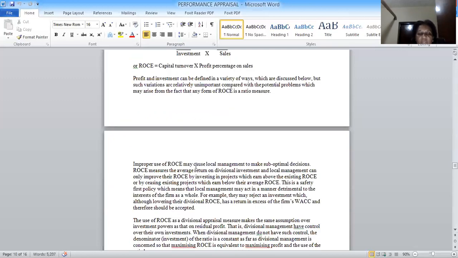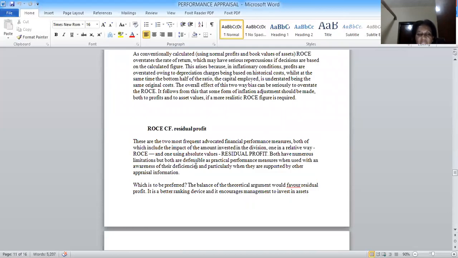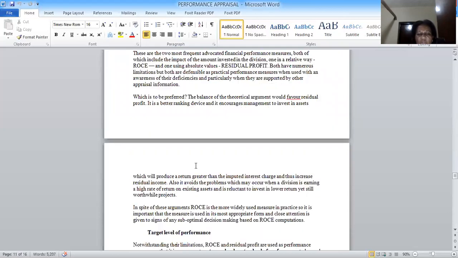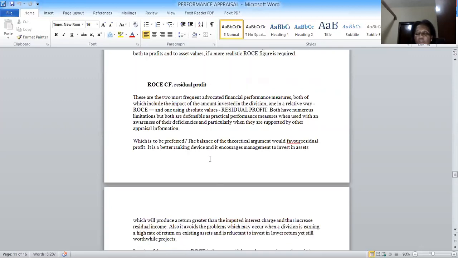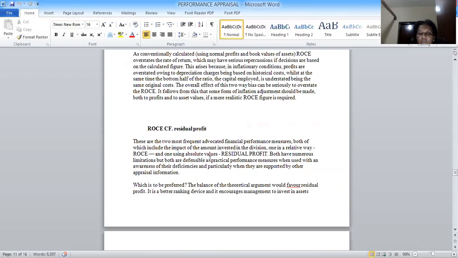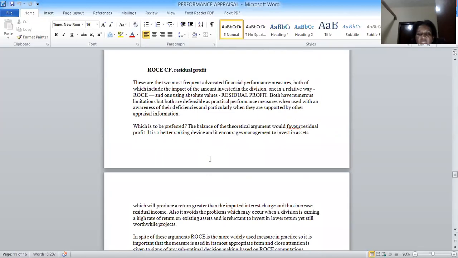And return on capital employed, we understand it. So these are basically the two major performance measures that companies have been using, and they have their own problems and issues, because it's not perfect. One will even say that one measure cannot be enough for measuring performance, because of the problems or limitations that it has.